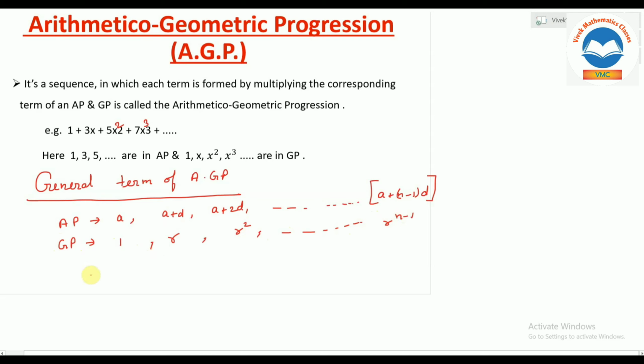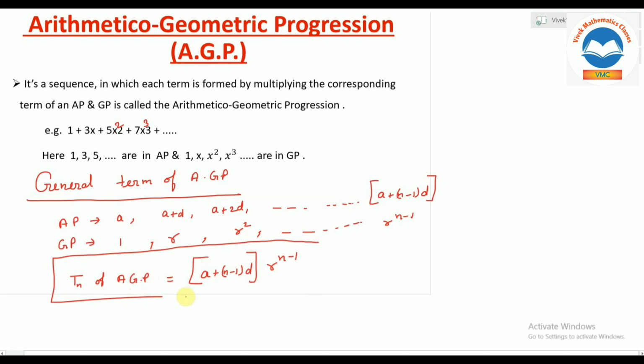So if you want to find Tn of the AGP, Tn of the AGP will be what? You have to multiply Tn of the AP into Tn of the GP. What is the Tn of the AP? A plus (n minus 1) into D. This you have to multiply with R to the power n minus 1. So this will be the nth term of the AGP.